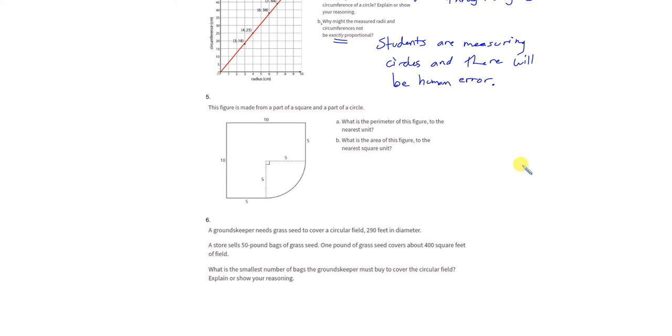We are nearing the end of this homework, and we're looking at number 5. Number 5 is a square with a corner that's curved off a little bit. So first things first, let's find the perimeter of this bad boy.